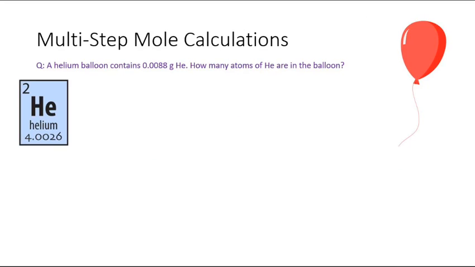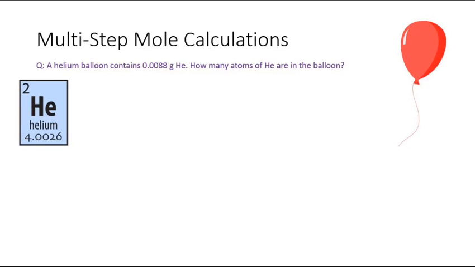Now we're ready to try one of these multi-step mole calculations together. Imagine that you're curious how many atoms of helium are in a balloon. I looked this up the other day, and a helium balloon contains about 0.0088 grams of helium. That's something that you could easily measure in the lab. So let's do the calculation to figure out how many atoms of elemental helium are in that tiny balloon.